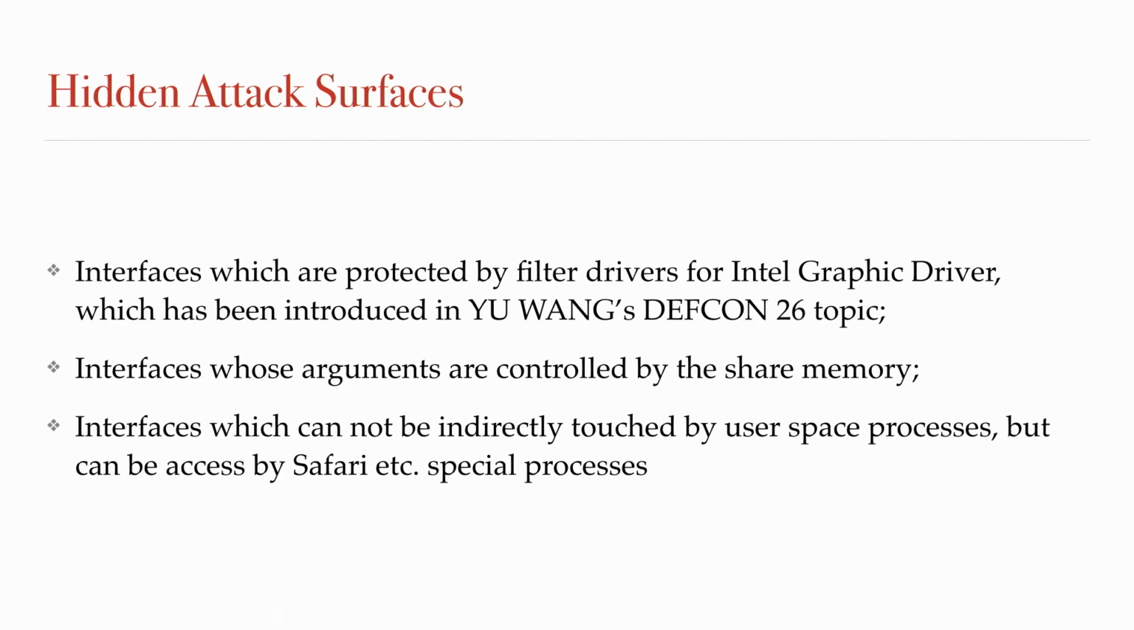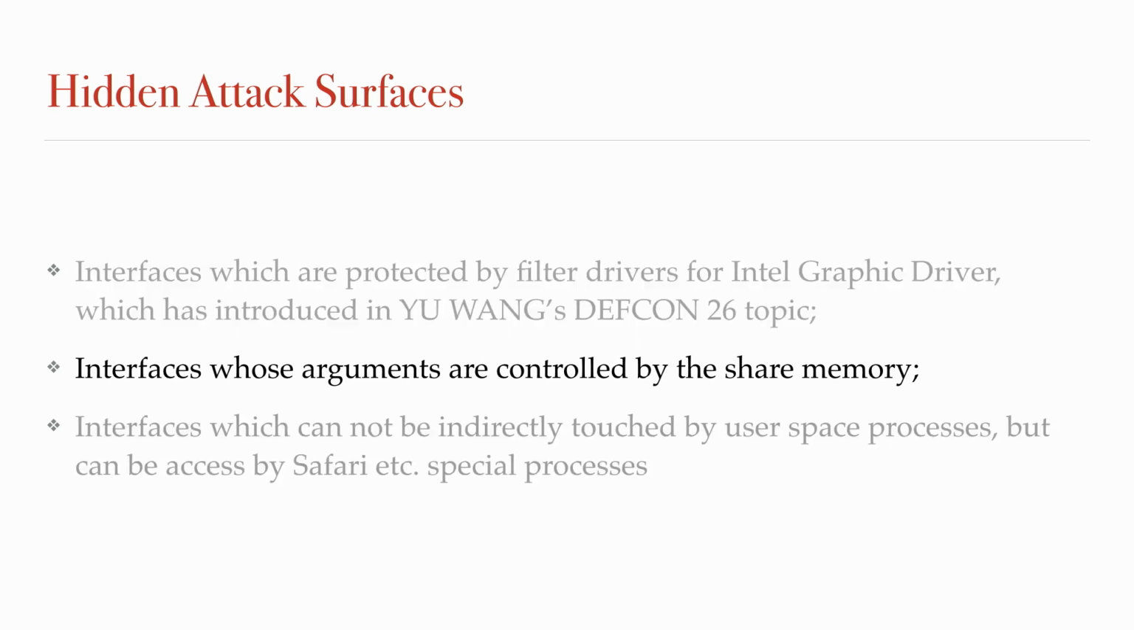Here we list some hidden attack surfaces, including interfaces which are protected by filter drivers, interfaces whose arguments are controlled by shared memory, and interfaces which cannot be directly touched by user space processes, but can be accessed by some special ones. Since the first one has been introduced by the previous topic, we now introduce the latter two. First is the interfaces whose arguments can be controlled by shared memory.